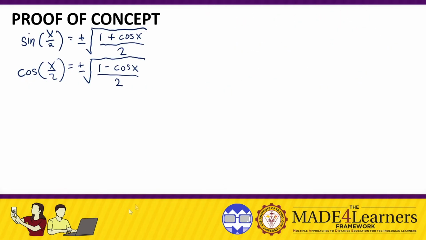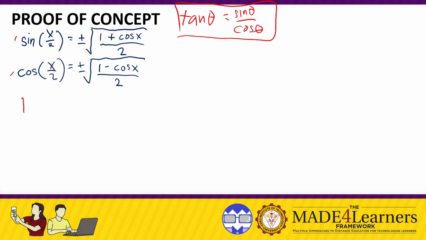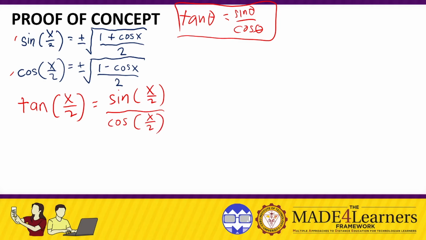So we have now sine and cosine, and we still need tangent. To find tangent, we're going to use the idea of these two, sine and cosine. Again, we know that tangent theta is sine theta over cos theta. This is the quotient identity of tangent. So this implies that we have tan of x over 2 will have sine of x over 2 over cosine of x over 2.